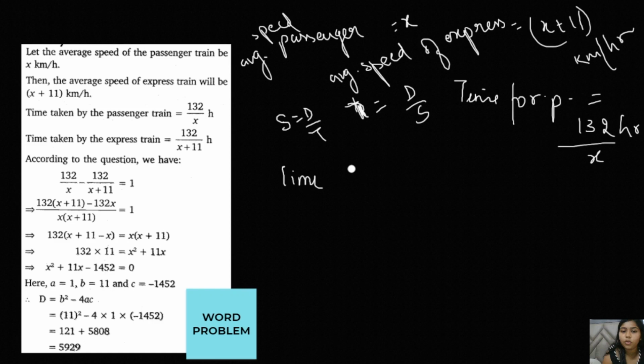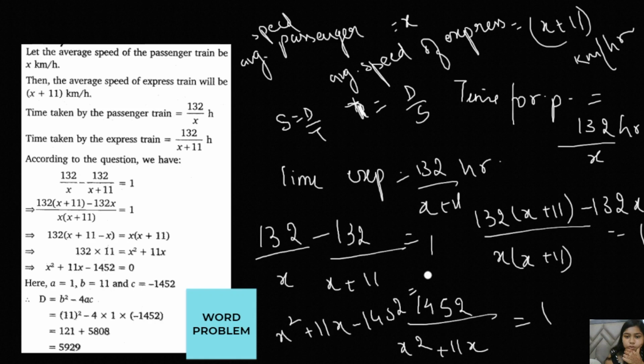So we'll just take the LCM and solve the question like this: 132 times x plus 11 minus 132 x, over x times x plus 11, equals 1. We can just cancel it out, and 132 times 11 will be 1452, so it will be 1452 divided by x square plus 11x equals 1. So we'll be getting x square plus 11x minus 1452 equals 0. This is our standard quadratic form. Now we will just solve this out.